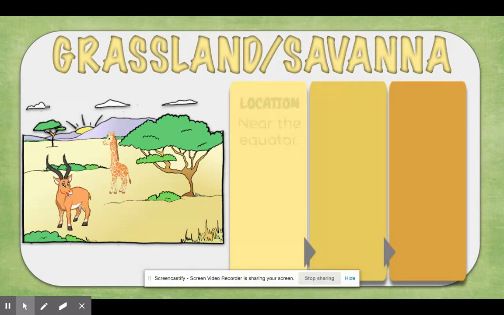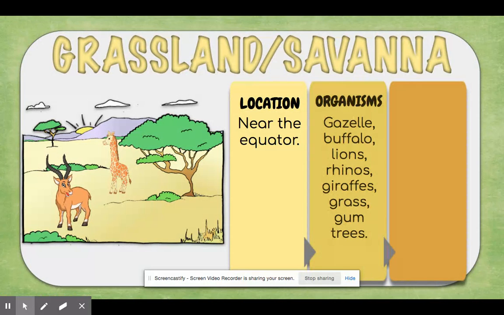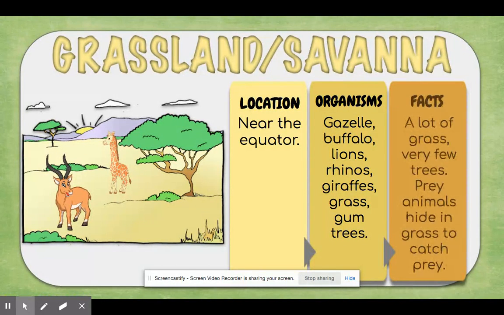The grasslands, savanna, we talked about this last week. This is located also near the equator. It's a little bit warmer there. Some organisms are gazelles, buffalo, lions, rhinos, giraffes, grass, gum trees. Some facts, well, it's the grassland, so it has a lot of grass, right? Very few trees, so it's not very wooded like it is here. Predator animals hide in the grass to catch prey. So that's an adaptation they've made. They hide in the grass to then sneak up on the prey.